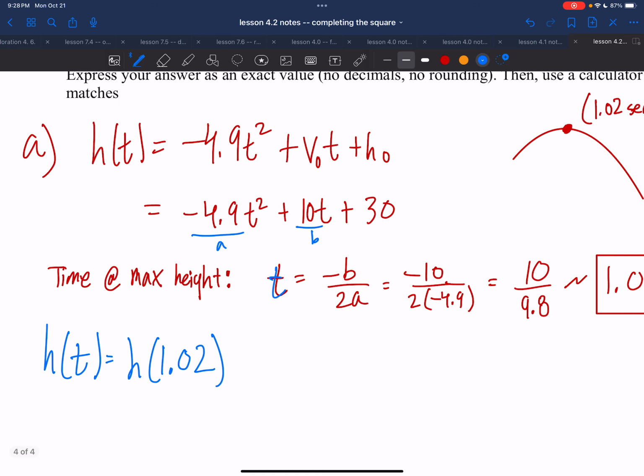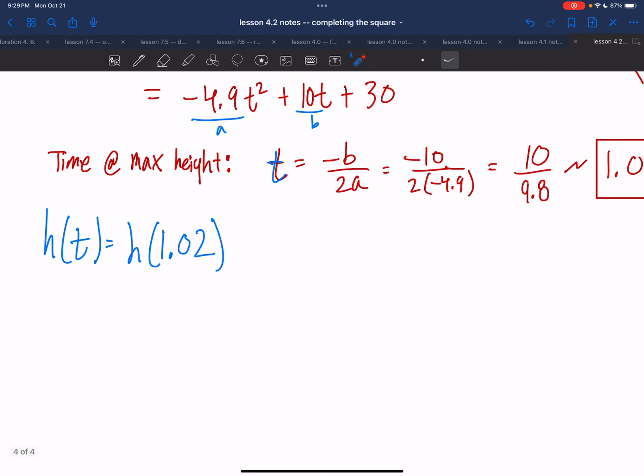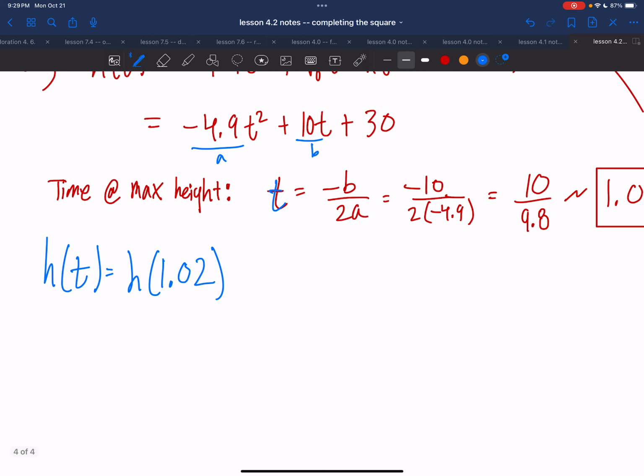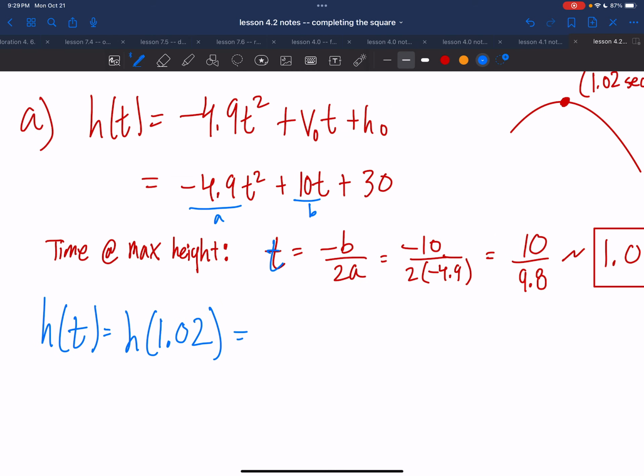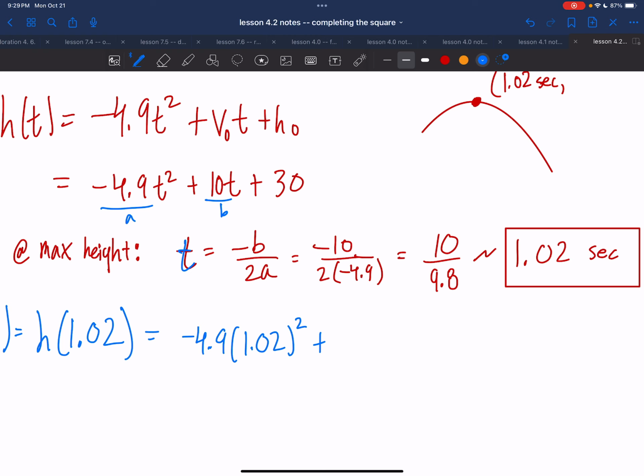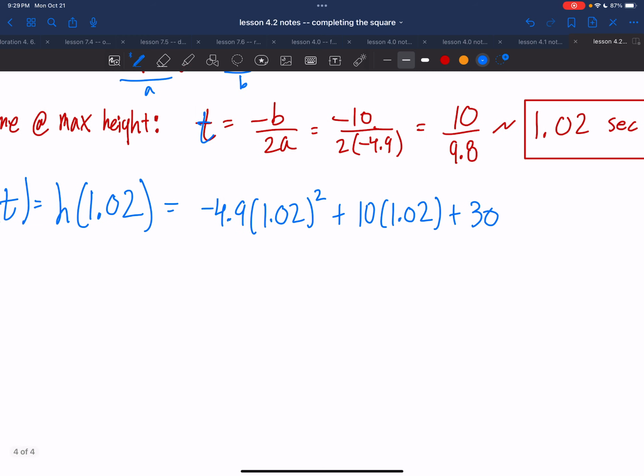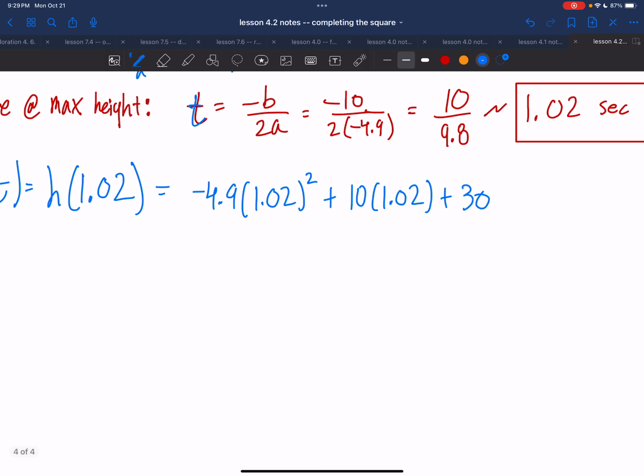Also, be very, very careful, guys. This h refers to height. And remember how I said it's h comma k? That's not referring to that h. That's just usually what vertex form is, a different h, okay? So h of 1.02 means negative 4.9 times 1.02 squared plus v naught, which was 10, times 1.02 plus 30. And so you can type that in a calculator and figure out what it is.